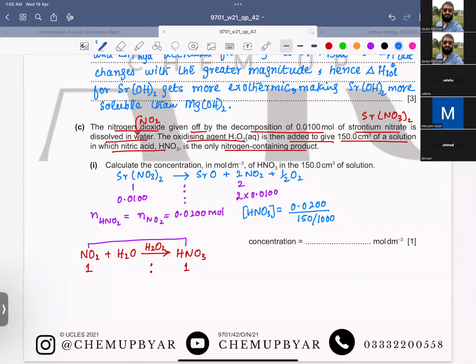And if anybody has any issue, kindly ask. Yes, what is the answer? 0.13. So the concentration would be 0.13 mole per dm cube.